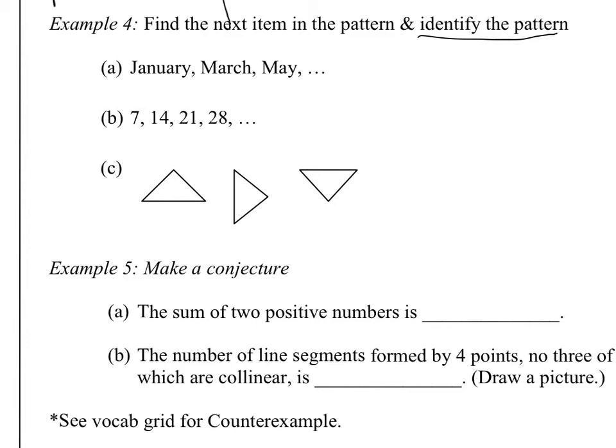So A, January, March, May. Well, as soon as I read January, March, I realize that February is left out. Then they get to March, and then they leave out April, and then they get to May. So after May, they're going to leave out June, and what would be next would be July. So July would be the next item in the pattern, and the pattern is every other month.